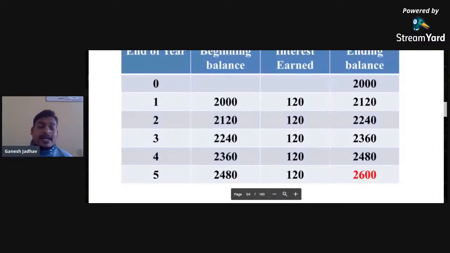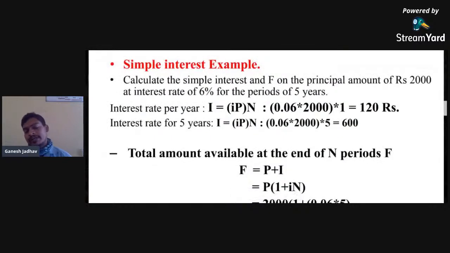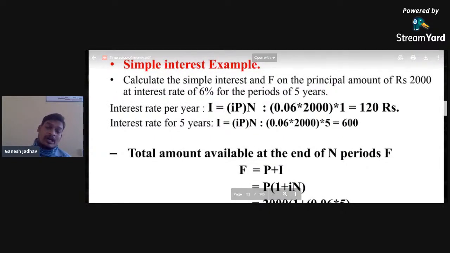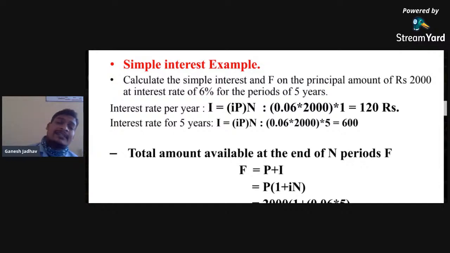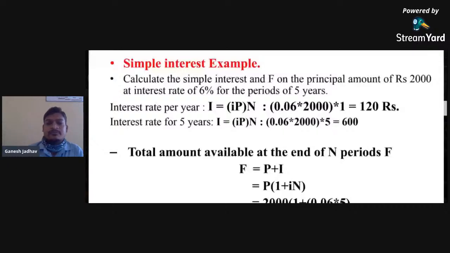So you can calculate the simple interest using the simple formula I is equal to i into P into n. The small i means your interest rate, P means your principal amount, and n is your period. The final or future amount is the principal amount plus interest. Okay, so this is simple interest.